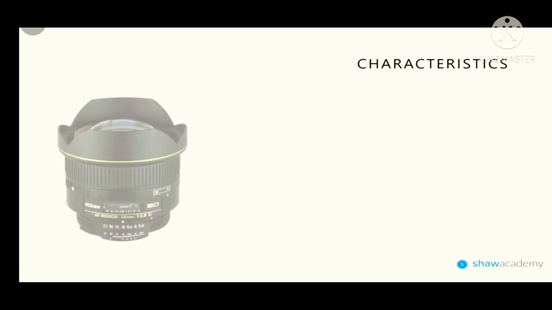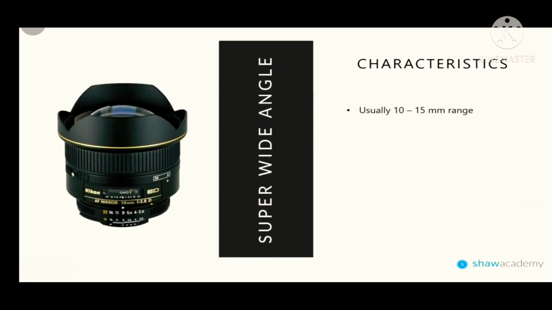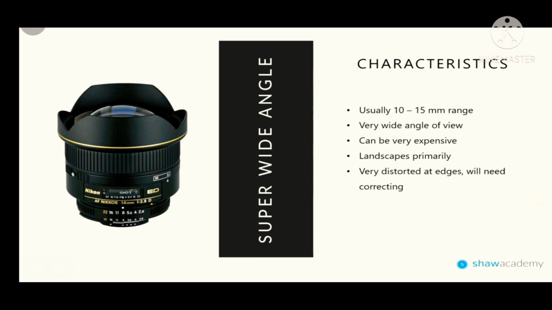As you can see, for doing photographs like this architectural shot here. And this is anything that goes extremely wide, usually about the 10 to 15 millimeter range, very wide angle of view. Anything wider is fisheye lens. They are expensive lenses as well. Usually when you go extreme, whether it's telephoto or wide angle lenses, you're going to be spending a lot more money because they're considered specialist lenses. They're landscapes primarily, architectural photography as well, and very distorted at the edges, so will need some post-production.